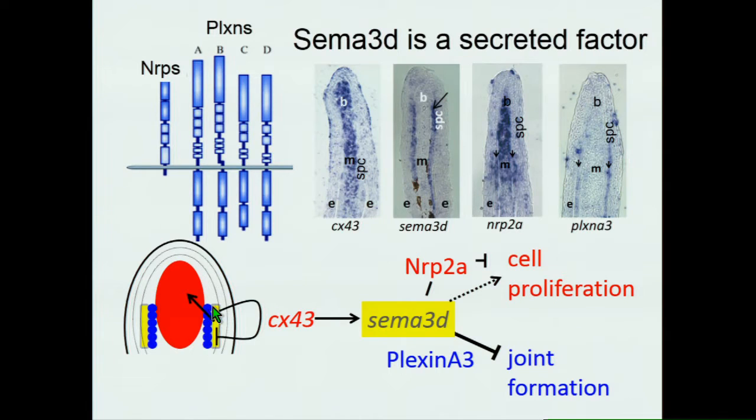The model from this study was that Sema3d is produced and secreted from the lateral cells, where it can then interact with its neuropilin receptor to mediate cell proliferation, and its plexin A3 receptor to influence joint formation.